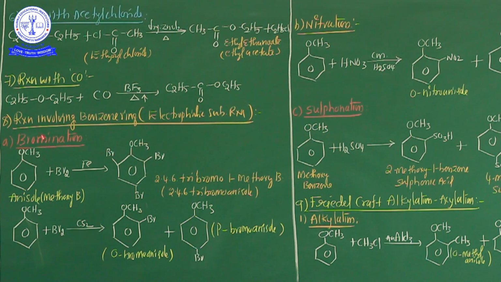Now, directly, it's not mentioned ether, directly reactions involving the benzene ring. So this is called anisole. Anisole. General name is methoxybenzene. So methoxybenzene is treated with bromine in the presence of iron, and this compound is formed. This compound name is 2,4,6-tribromo-1-methoxybenzene, or general name is 2,4,6-tribromoanisole.